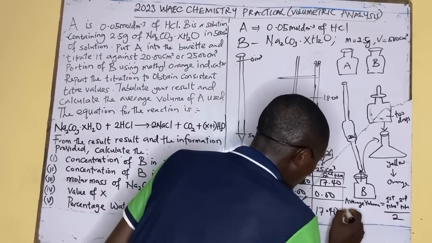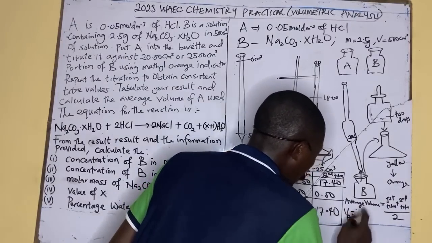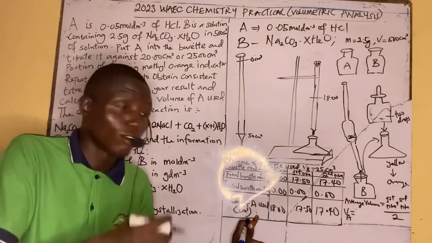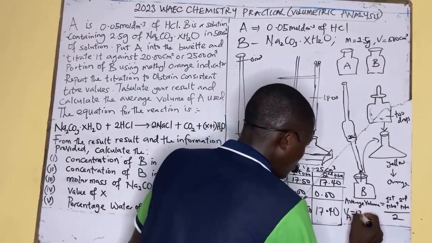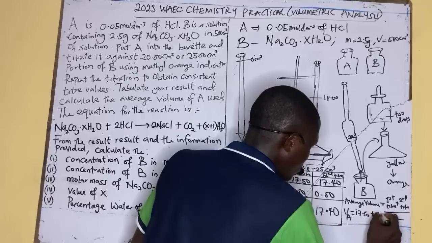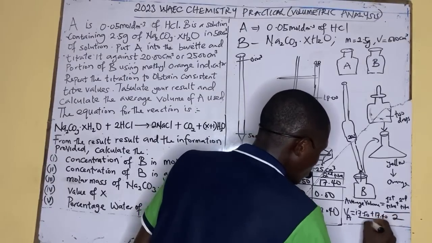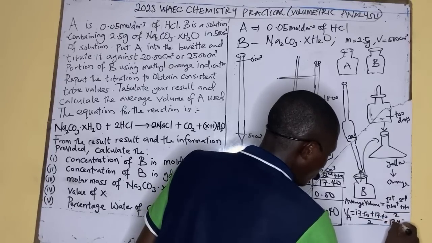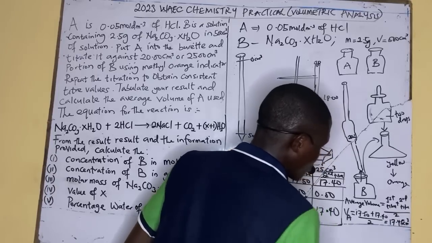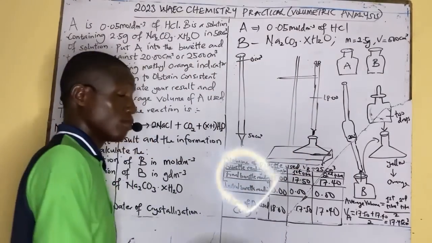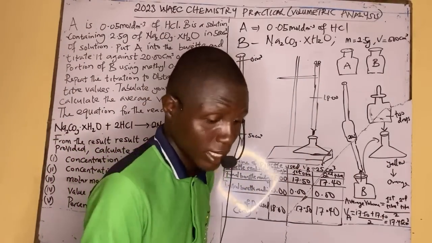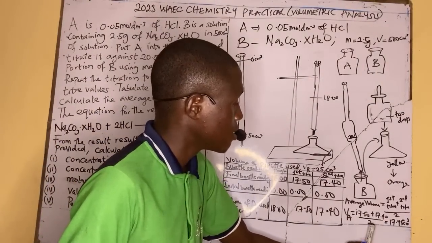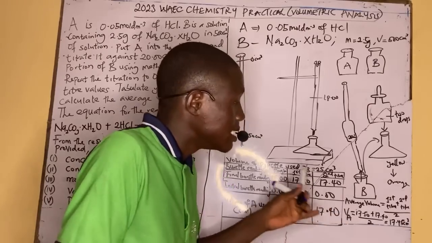So average volume, which is the same as VA. Know that the average volume is the same as the volume of acid used. Do you get that? The average volume is the same as the volume of acid used. So which is 17.50 plus 17.40 divided by 2. When you divide it by 2, you get 17.45 centimeter cube. You can confirm it with your calculator. I have my calculator here because you cannot do without a calculator in that exam, especially in chemistry practical. So now 17.50 plus 17.40 divided by 2 gives us 17.45 centimeter cube.